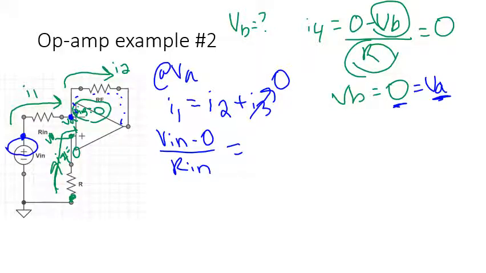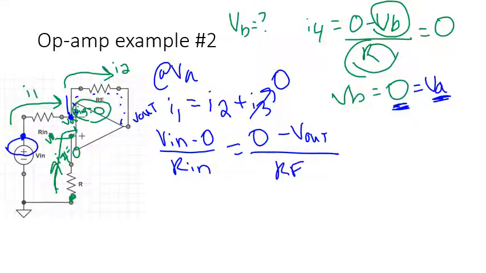How do I write I2? I2 starts up here at this node. That was VA. VA again is equal to 0 because VB is equal to 0. And it goes to what voltage? It goes to the voltage at the output of my op amp, which I'm calling Vout, over Rf.